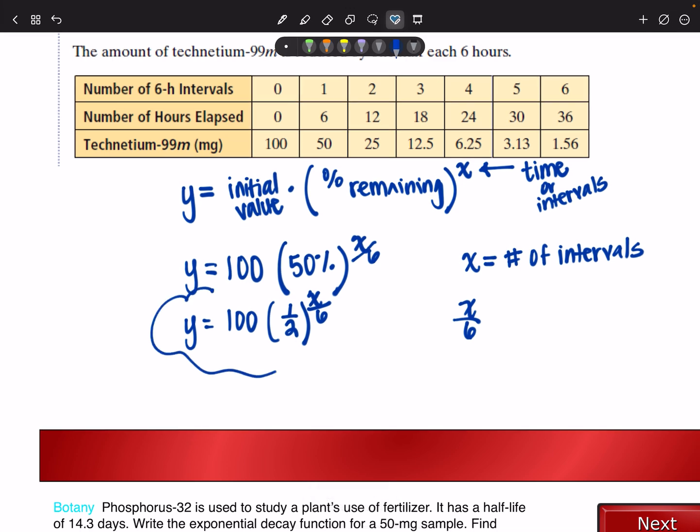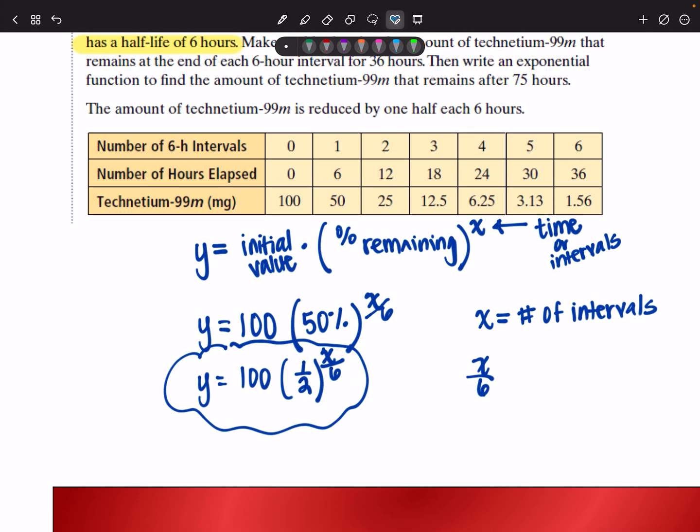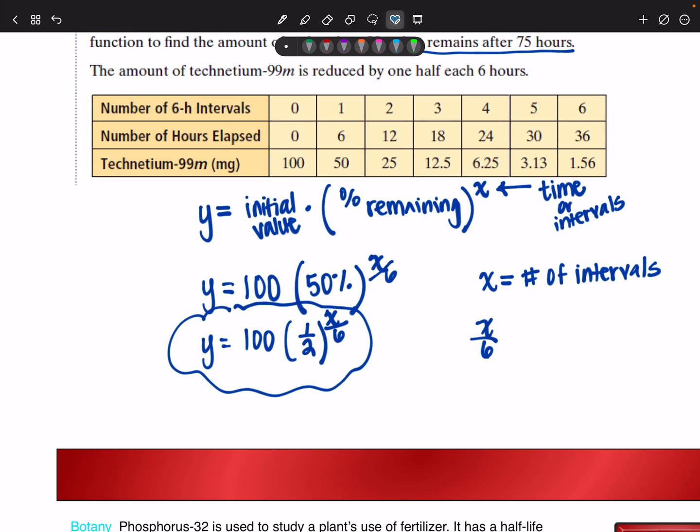I'm going to keep that in blue. And now I'm going to use that formula to find the amount that remains after 75 hours. So y is equal to 100 times 1/2 raised to the 75 divided by 6 power. So 75 divided by 6 is going to be approximately, we'll put that into our calculator, 100 times 1/2 raised to the 75 divided by 6 power.